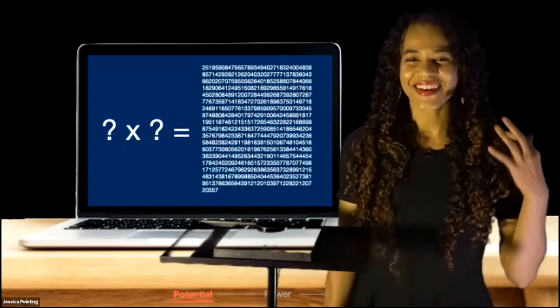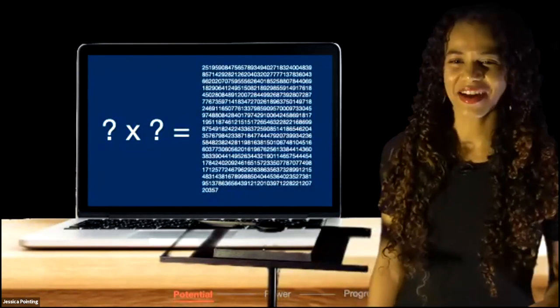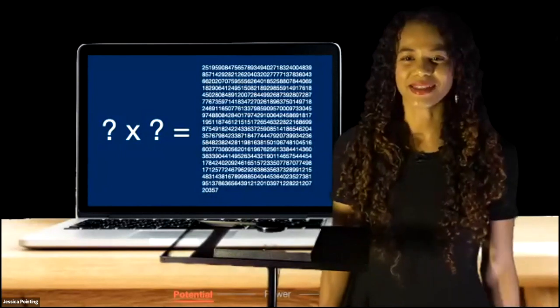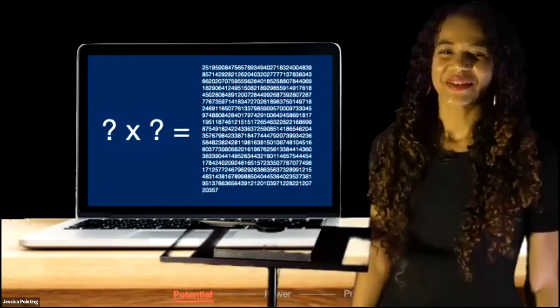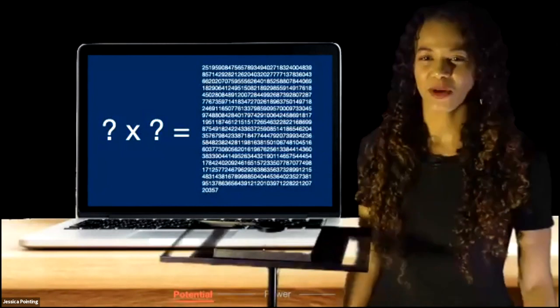But what happens if I give it this 617 digit number? And now I say, find me the two numbers. Well, that's extremely difficult. Your computer, in fact, would not be able to solve this problem.